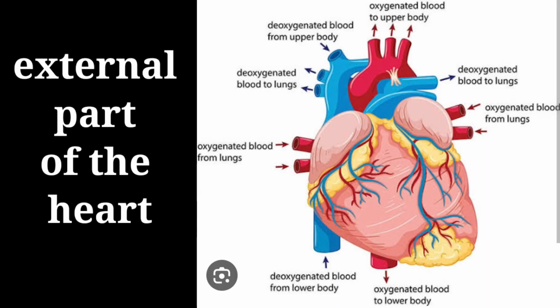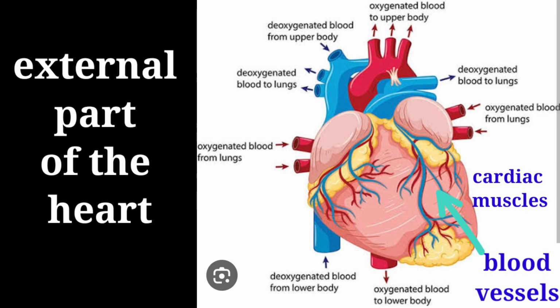Okay, so ngayon alamin natin ang external parts of the heart. Okay, so the heart is made up or composed of cardiac muscles. The yellow one is just the fats. And the heart also is composed of blood vessels.